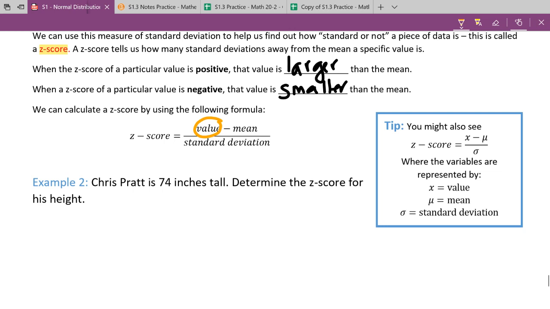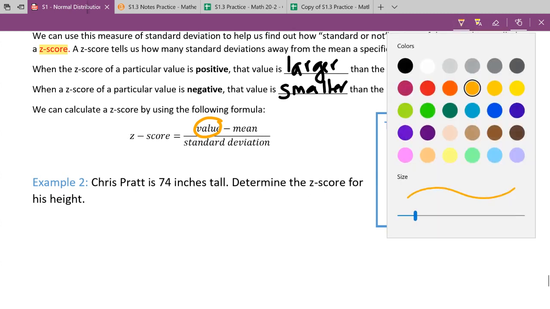You might also see it with these other symbols, x representing your value. This mu symbol represents your mean. And then divided by sigma. This is a lowercase sigma. This represents standard deviation. Just knowing that the mu symbol, that fancy u, is another way of writing mean, and the sigma is another way of writing standard deviation. We're going to use the one with words for the most part, though.